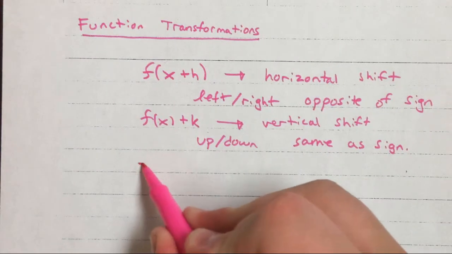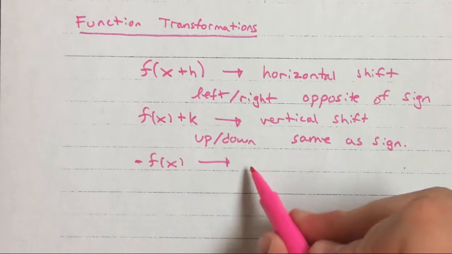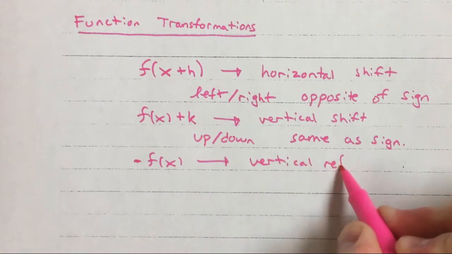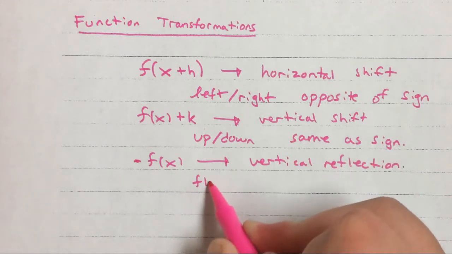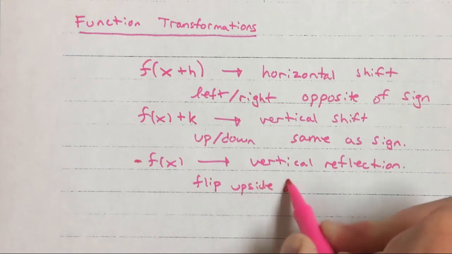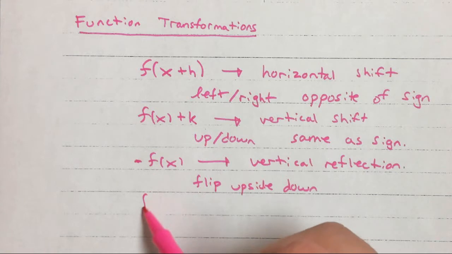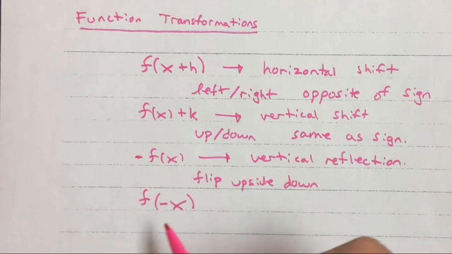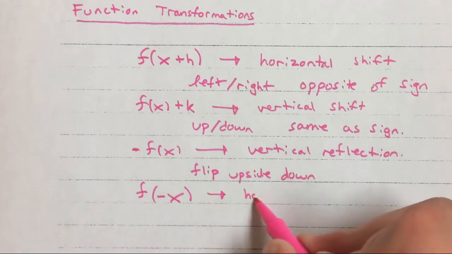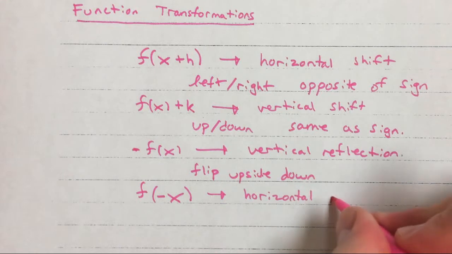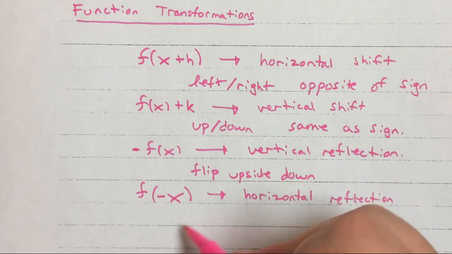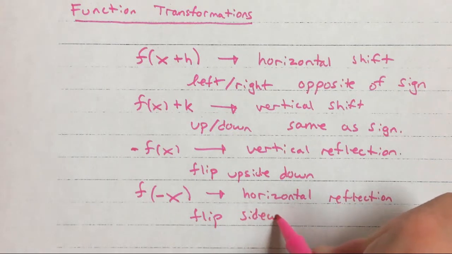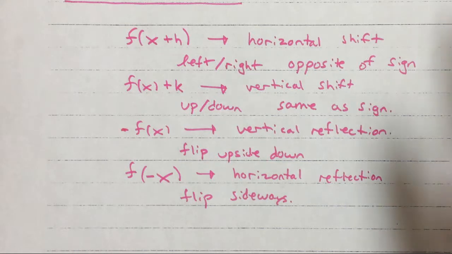And let's see, we also had a rule that if there was a negative in front, then that's going to flip it upside down, a vertical reflection. And then a new one we can talk about now: if you have a negative on the inside of the function, if the x is multiplied by a negative, it's going to be a horizontal reflection, or it's going to flip sideways. We didn't talk about that before because if you flip a parabola sideways, it doesn't really matter, right? It's the same kind of image. But these are the important function transformation rules. It's the exact same things we had with quadratic functions.